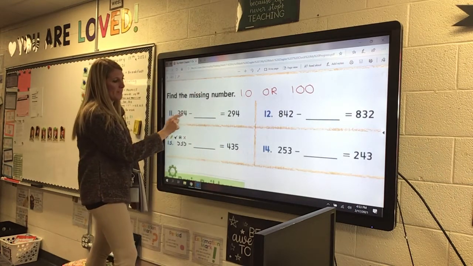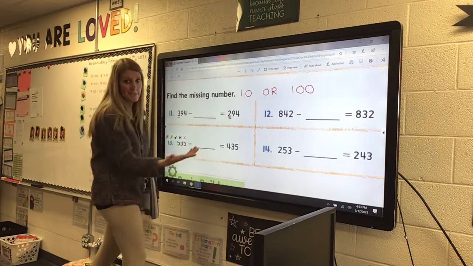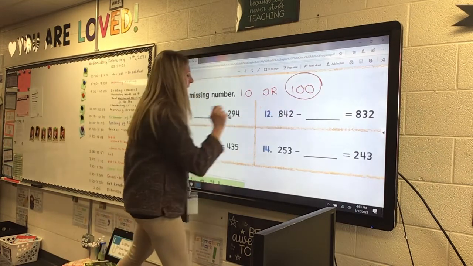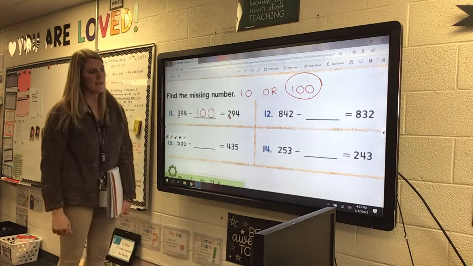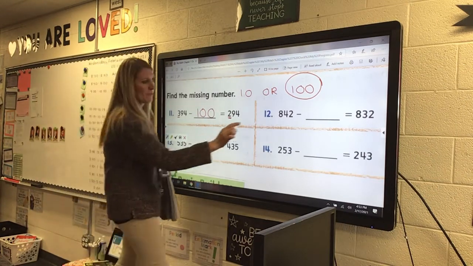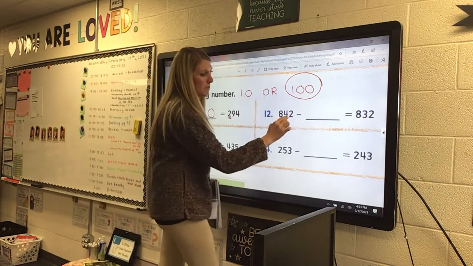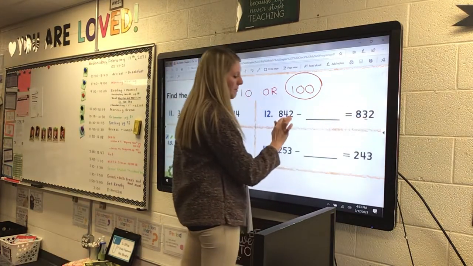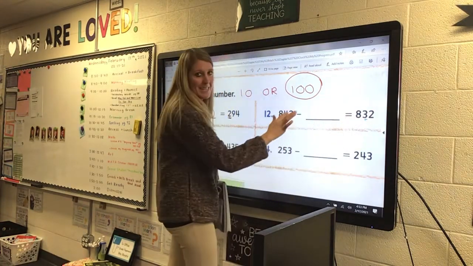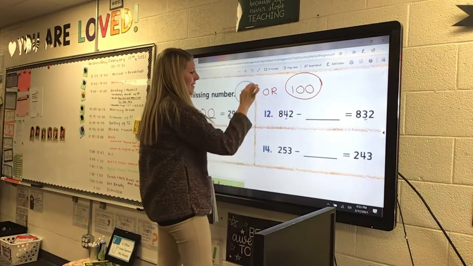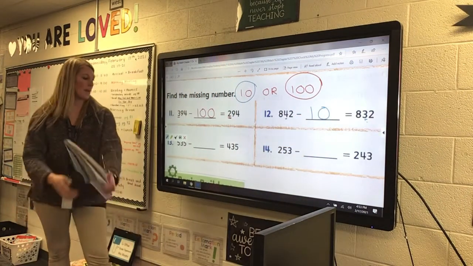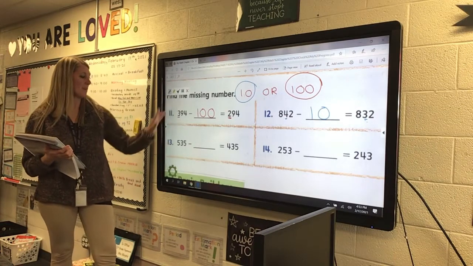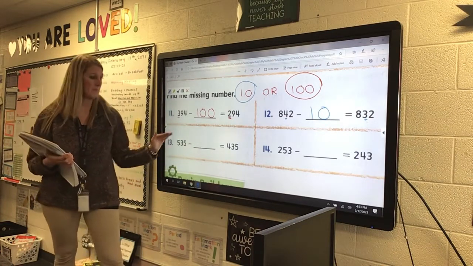This is going from 300 to 200. Well, that's easy. My answer that I'm getting smaller by is 100. Now, if I look at this one, I'm going from 842 to 832. So look at my tens place. It's getting smaller. So then I am subtracting by 10. Okay, go ahead and look at these next two and see what place value is changing. Okay?